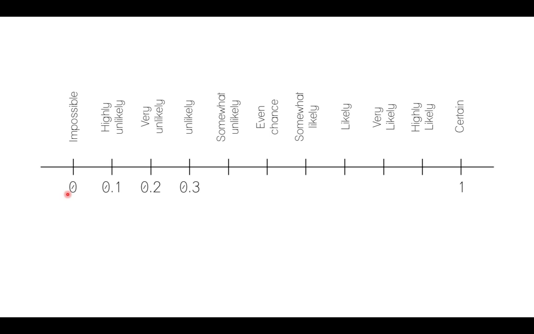Now the numerical values fall between 0 and 1. And all the values between impossible and certain are decimals. So we have 0, 0.1, 0.2, 0.3, 0.4, and you can see 0.5, 0.6, 0.7, 0.8, and 0.9. That is the probability. So when you're asked to give the probability of an event occurring, it would be written as a decimal or sometimes a fraction as well.